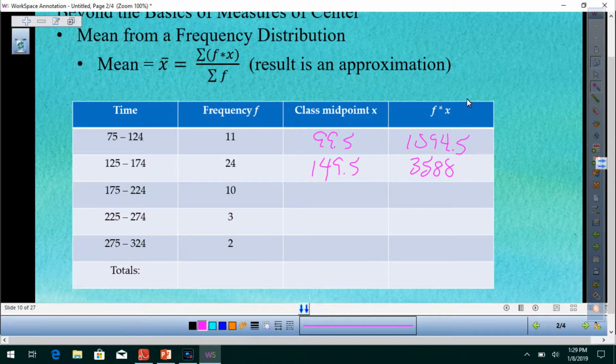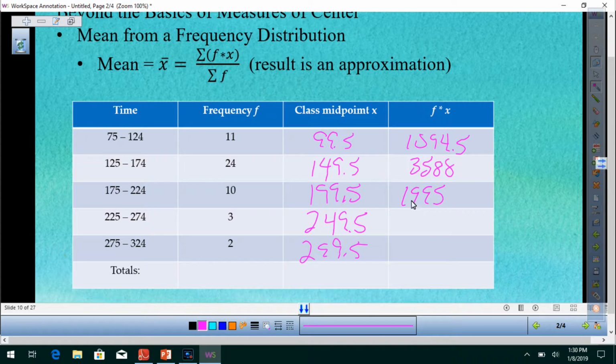Now, we're finding the sum of the frequency times the class midpoint divided by the sum of the frequency. 175 plus 224 divided by 2 is 199.5. Now notice there's a pattern here, right? I bet the next one's 249.5 and then 299.5. What's the difference between those? It's the class width, right? And then 10 times 199.5 is going to be 1995.